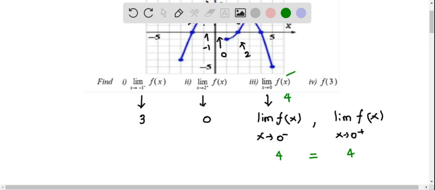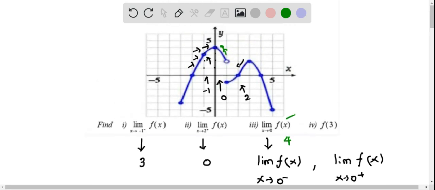This value is 4. Now let's determine the last one, that is f of 3. Here we just determine the value of the function when x equals 3. So this is x equal to 3. We see that the function is 1 and 2. So it is 2.